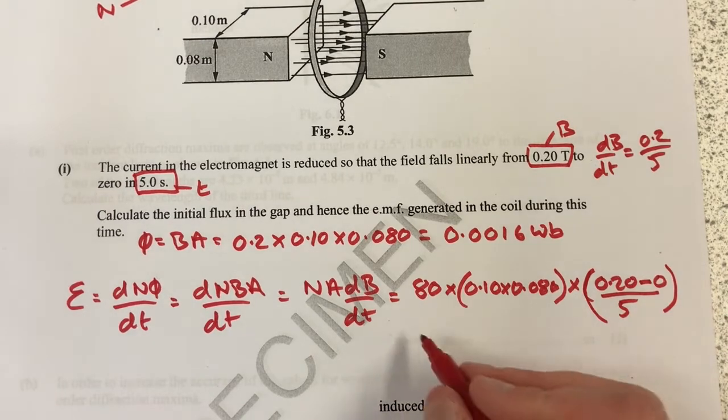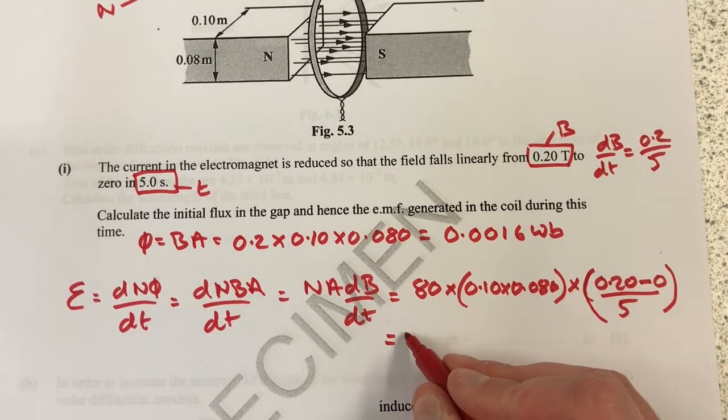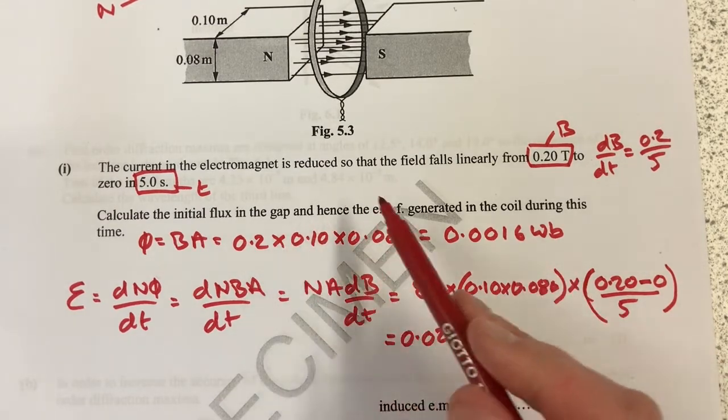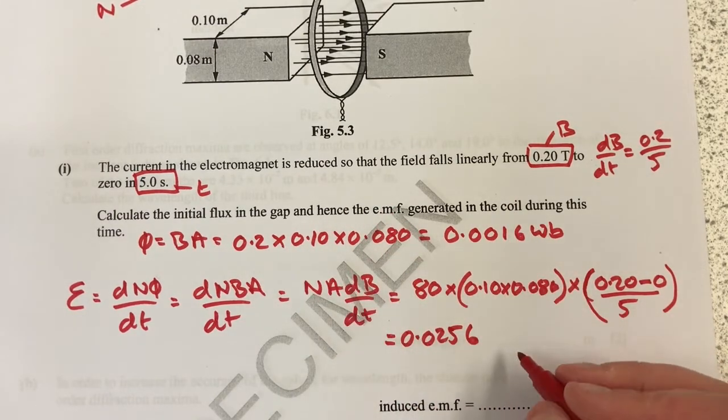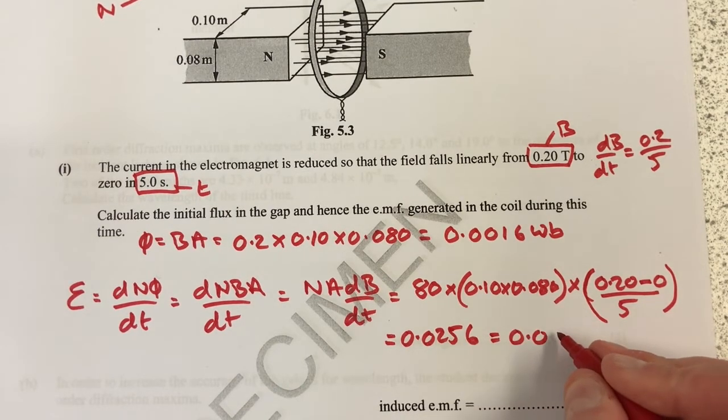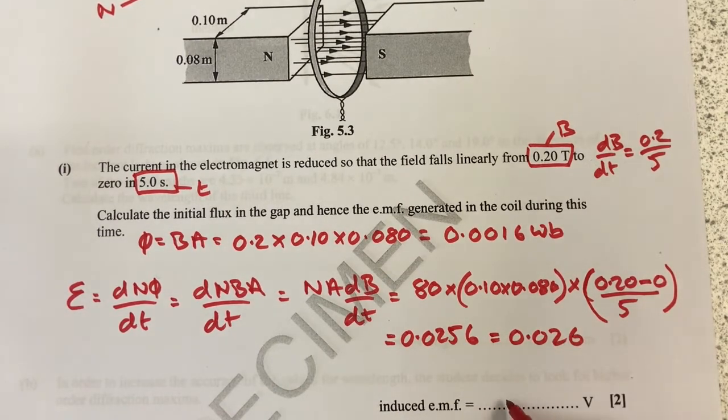And then plugging this into my calculator, I get 0.0256. As all the numbers in the question have been given to 2 sig figs, really I should be recording that to 0.026. So my final answer, the induced EMF, is going to be 0.026 volts.